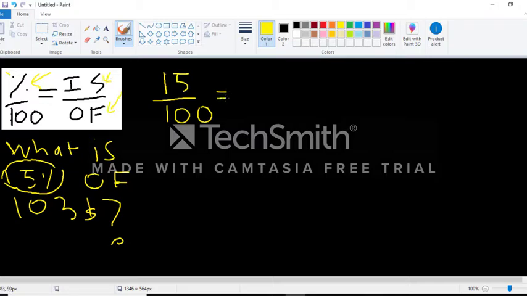Across the equal sign is, what is 15% of 103? We don't quite know what is, so we're going to use a variable. We're going to use x. And we do know what of is because we're trying to solve what our check was, which was $103. So we could just say 103. Great, we've plugged our equation into our formula. Now all we must do is cross multiply.